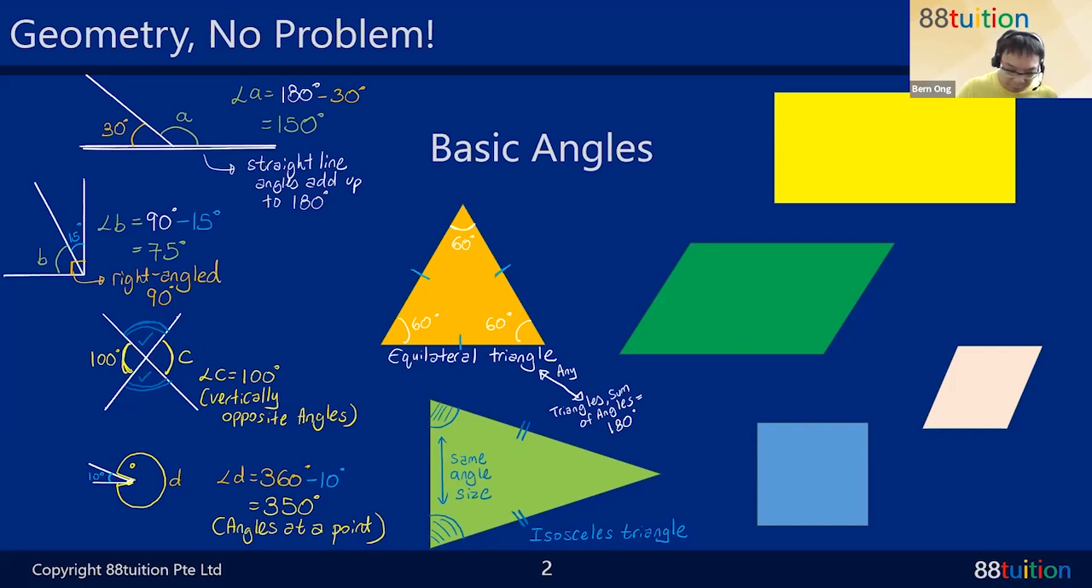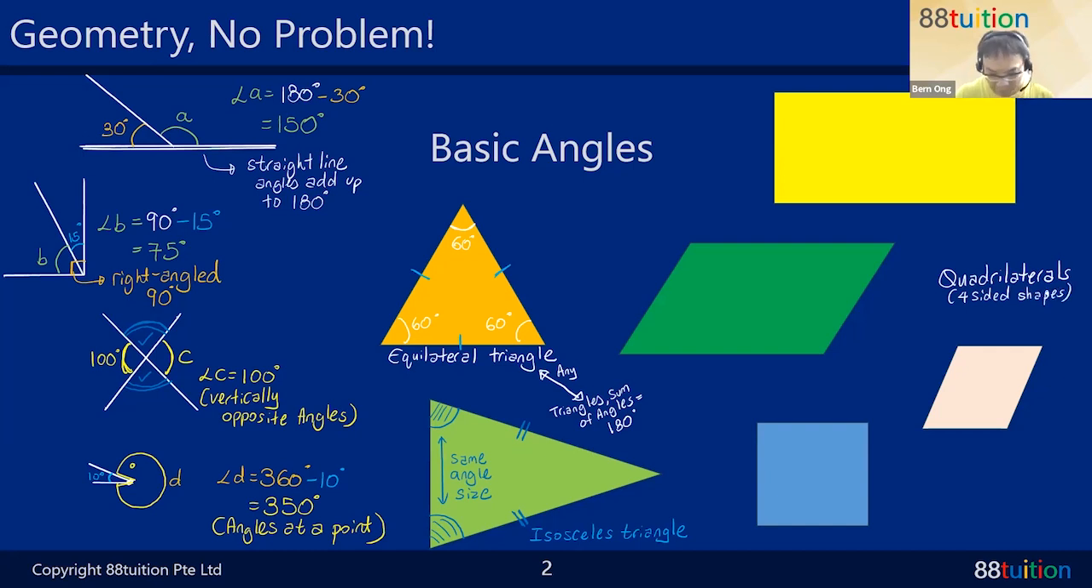So you know equilateral triangle, you know isosceles triangle. Now we go on to the four-sided shapes. Just to let you know, all these four-sided shapes, generally we call them quadrilaterals. Quadrilaterals represents what? Four-sided shape. The meaning of quadrilateral is four-sided shapes.